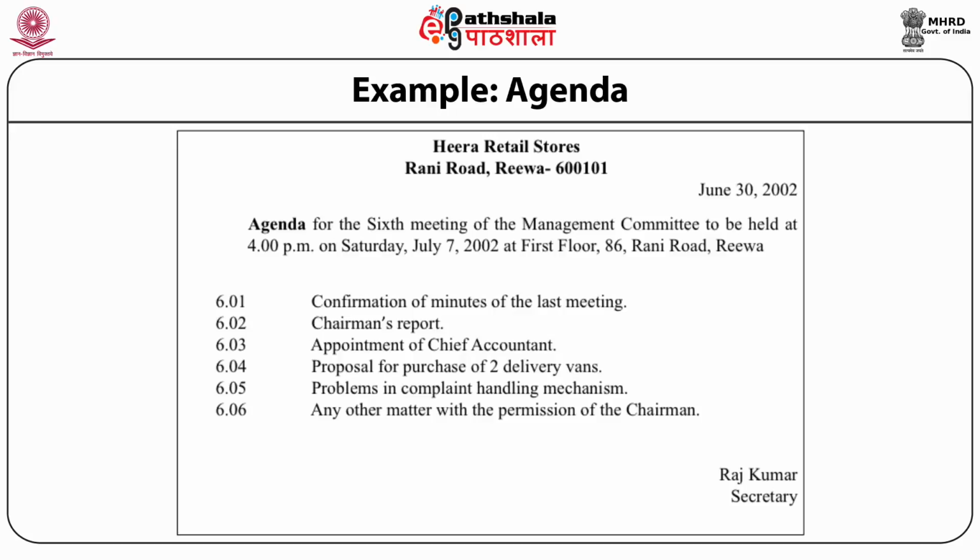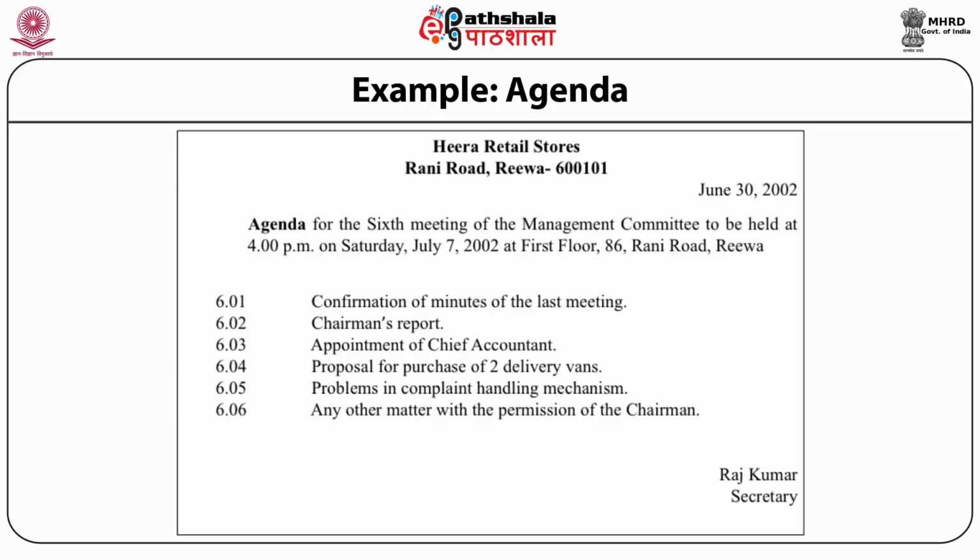In this example, we can see that the notification is like this. Agenda for the sixth meeting of the management committee to be held at 4 p.m. on Saturday, July 7, 2002 at first floor 86 Rani Road, Rewa. Now here are the agenda items, serial number 6.01. It is indicating that it is the sixth meeting and first agenda item. Confirmation of minutes of the last meeting.